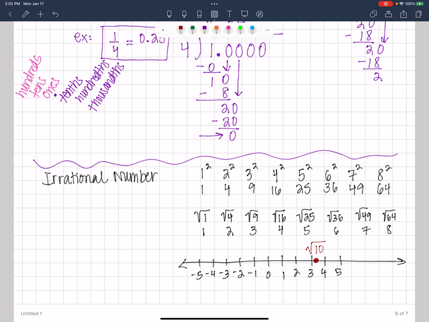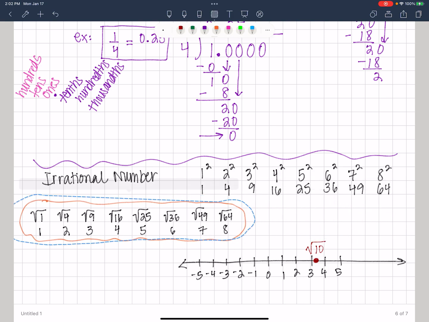So plotting an irrational number on a number line isn't too difficult if you can make yourself a nice little table. And sometimes you're going to have to go out further than the square root of 64. So how would I know what comes after the square root of 64? Well, the next number after 8 is 9. 9 times 9 is 81.